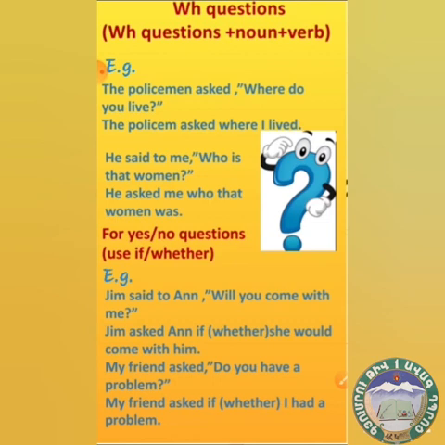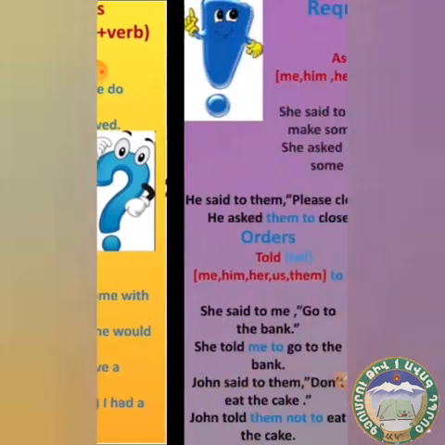For yes or no questions, we use if or whether. We don't use the interrogative form of the verb do, does, or did. For example, Jim said to Anne, will you come with me? Jim asked Anne if or whether she would come with him. My friend asked, do you have a problem? My friend asked if or whether I had a problem.